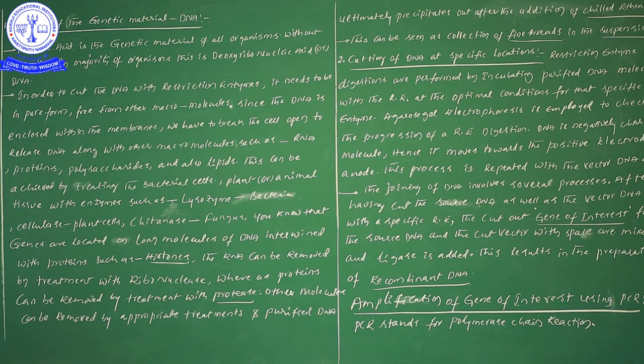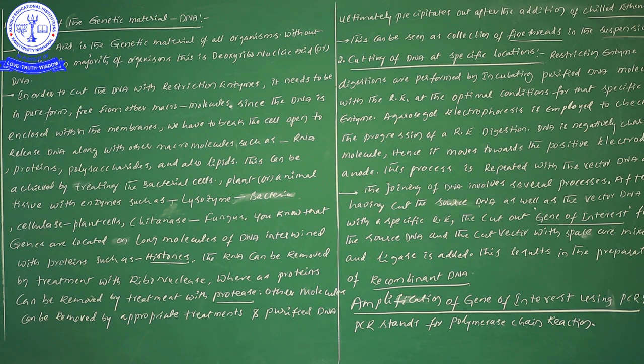So deoxyribonuclease. Why? Because when you digest all these macromolecules using different types of enzymes, only then will we find the purified form of DNA. This is required. If you obtain this purified DNA, then ultimately it precipitates out, and finally we will observe the formation of a precipitate.